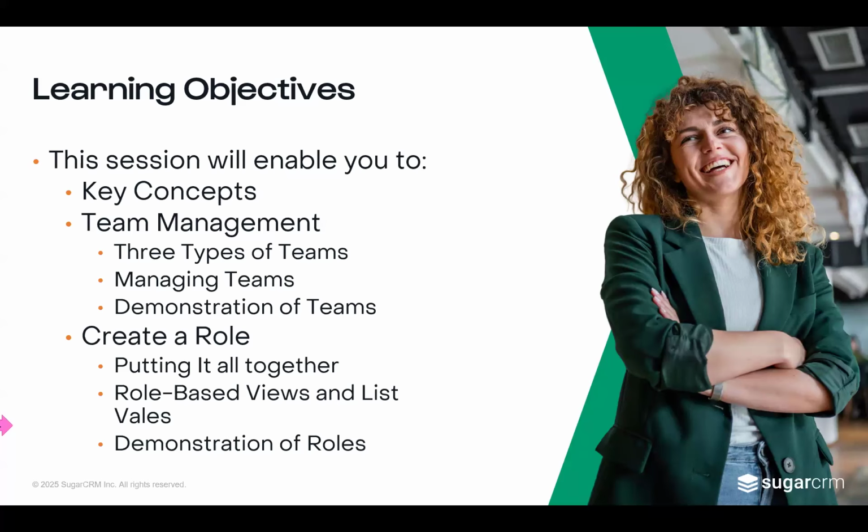And we're going to talk about putting it all together with teams. How do teams and roles work together? We're going to talk about role-based views and list values, and then we're going to demonstrate roles. And what's not on this agenda, but I also slipped in, is team-based permissions at the end if we have time. If not, I have another QR code for you to access to get more information about that. There's a great article out on our support website for knowledge articles, or I think they're called help articles now, that's specifically for team-based permissions that I'm going to get you access to.